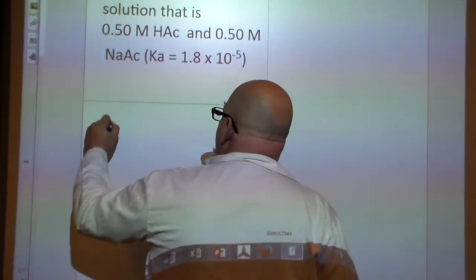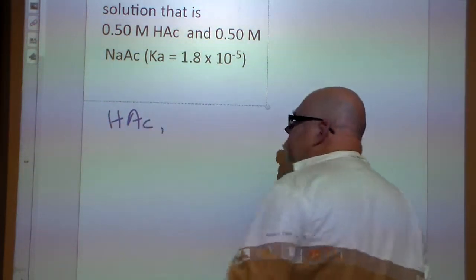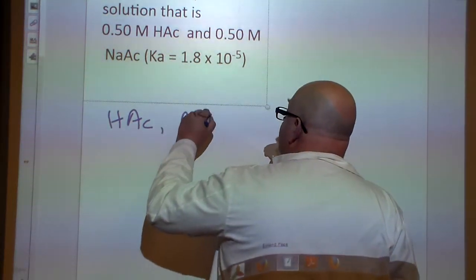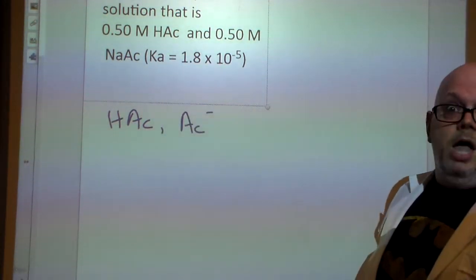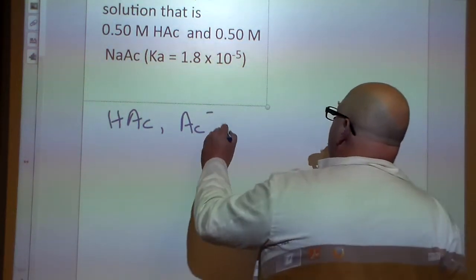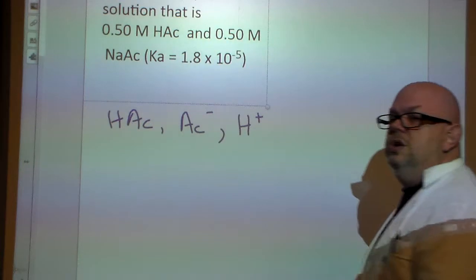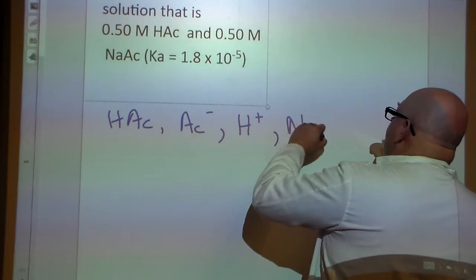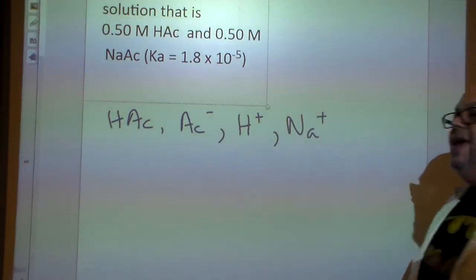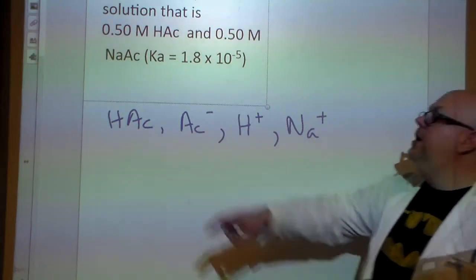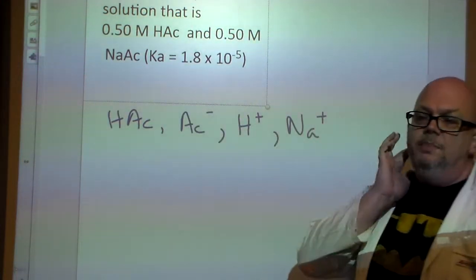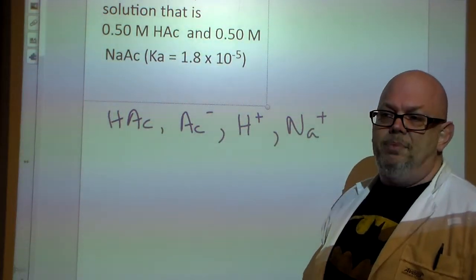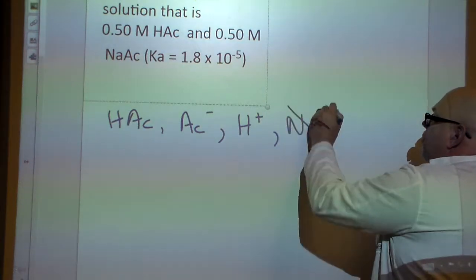So what are the players that we're going to have? Well, we're going to have HAc. That's going to be one of our players. We are also going to have the Ac minus, because that's going to lose a proton in the process. But we also have a hydrogen plus, which is really what we're interested in finding. And you'd say, well, we also have the sodium plus, because that's going to be wandering around in there. But wait a minute, what about the sodium acetate? Wouldn't that be a player? No, not really, because it's going to be broken up very rapidly. We're not even going to consider it.